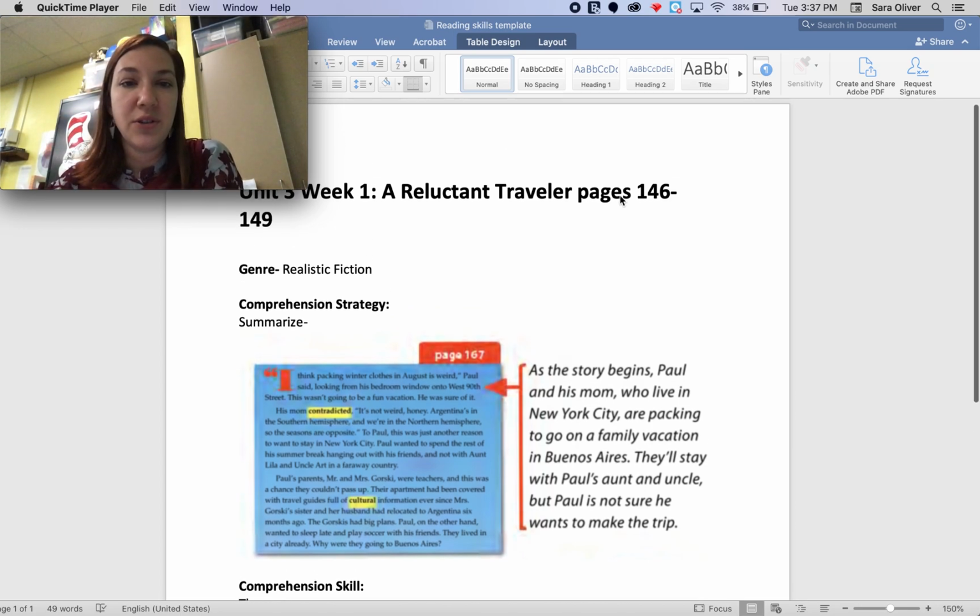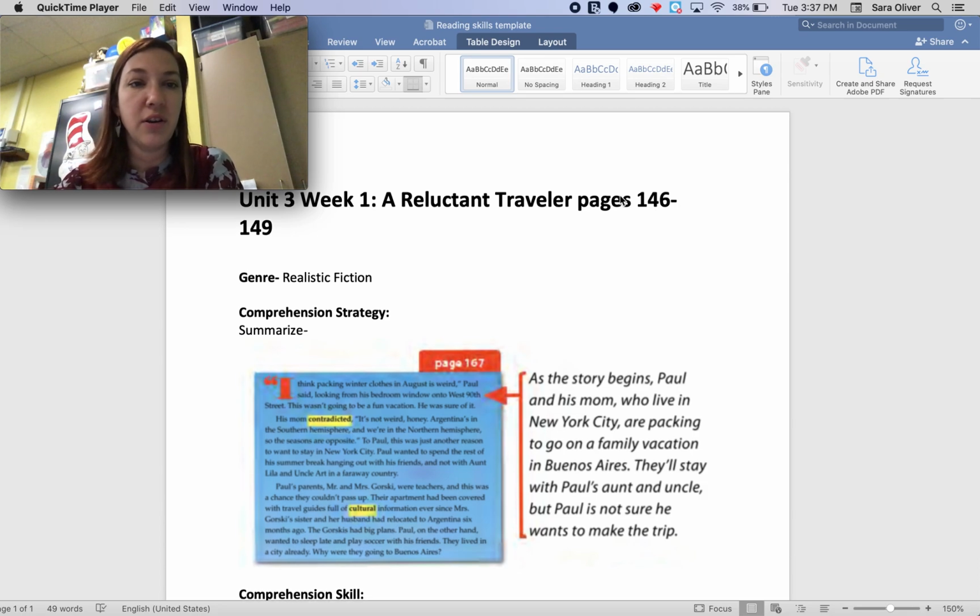I'm going to talk to you a little bit about your story in your floppy book. We are on Unit 3, Week 1, and it is called A Reluctant Traveler. You can find it on pages 146 through 149 in your floppy book.